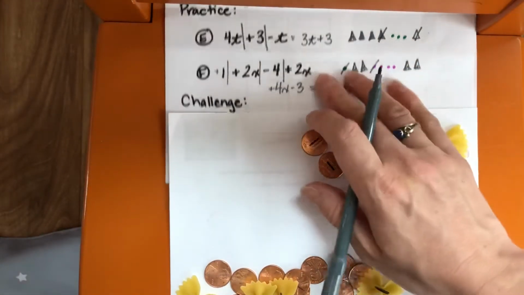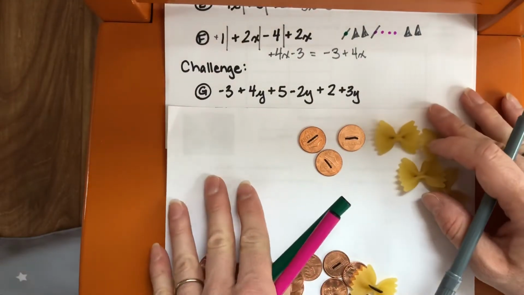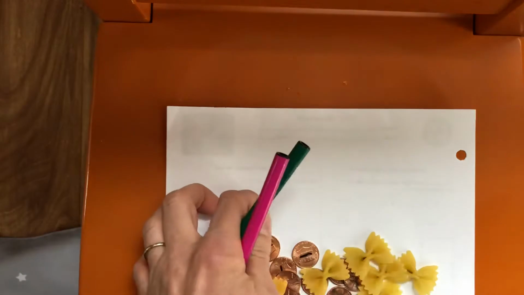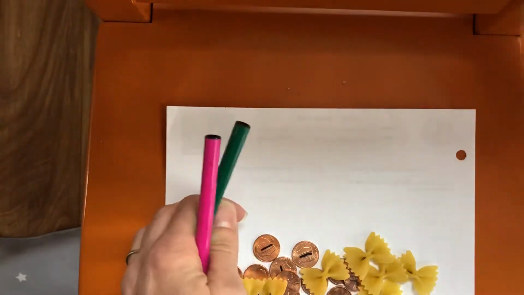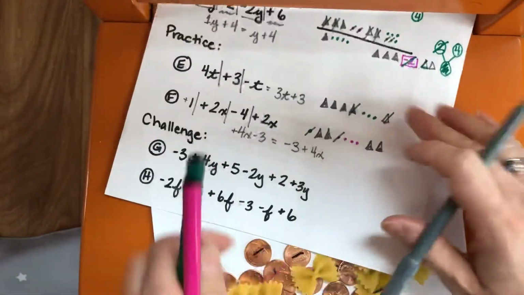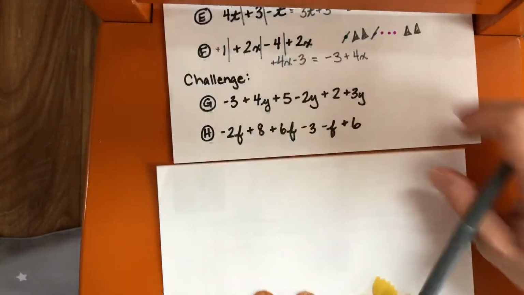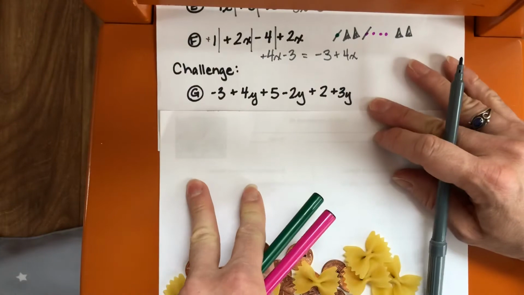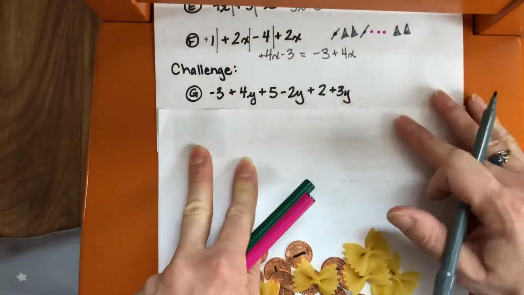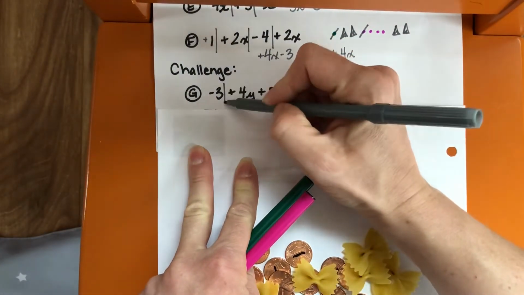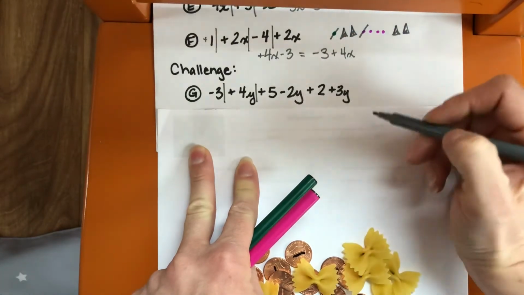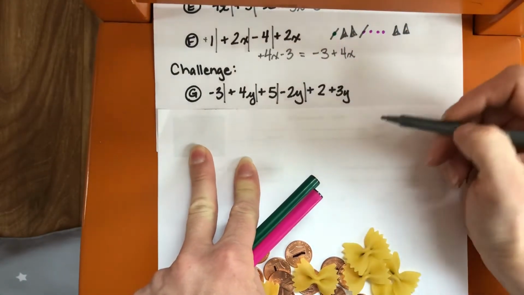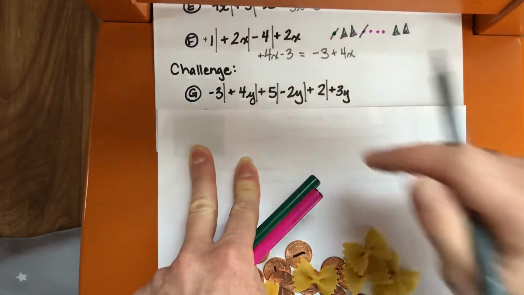Okay, and now on to the challenge. Whoa, so many terms. Whoa, paper's falling. All right, we have so many terms, but we can take care of it because we can just figure out which ones are variable terms, which ones are constant terms, no biggie. Negative 3 and positive 4y and positive 5 and negative 2y and positive 2 and positive 3y.